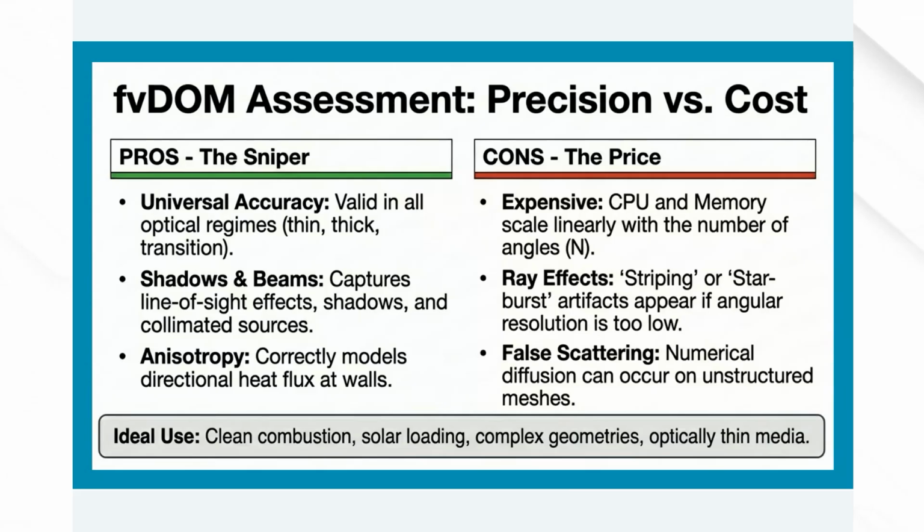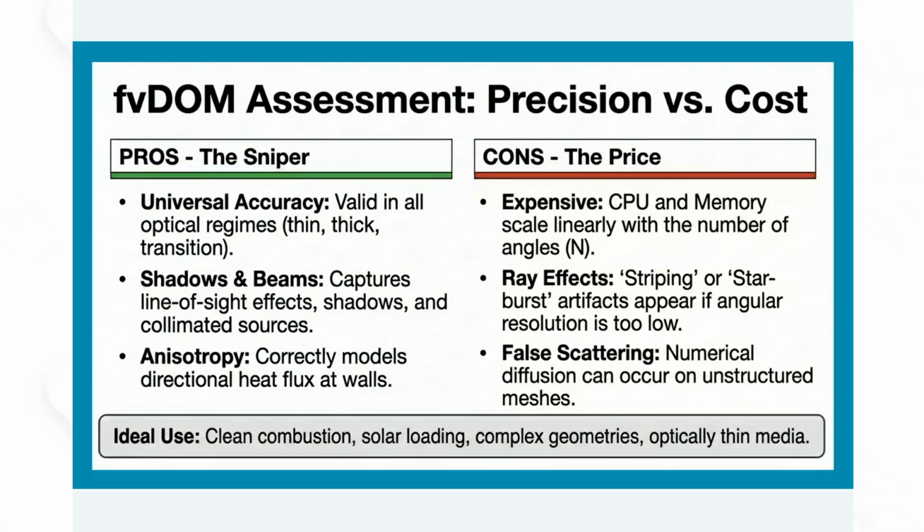If you place a shield between a fire and a battery cell, FV-DOM effectively calculates the shadow. It also accurately models collimated sources like a laser beam or direct solar loading, etc. It also correctly models directional heat flux at the walls, ensuring that hotspots are placed exactly where geometry dictates rather than being smoothed out by the diffusion model.